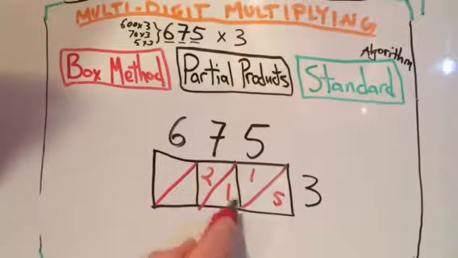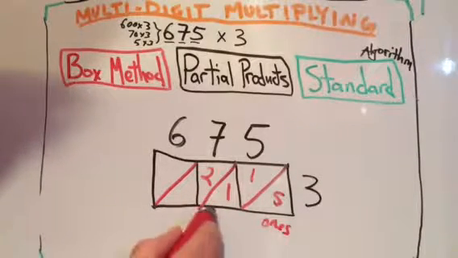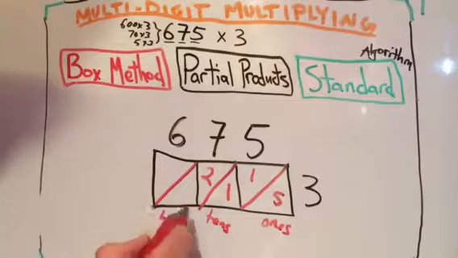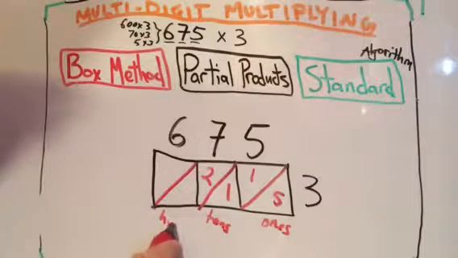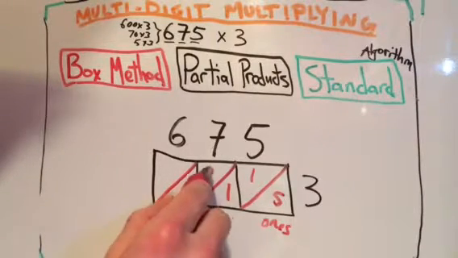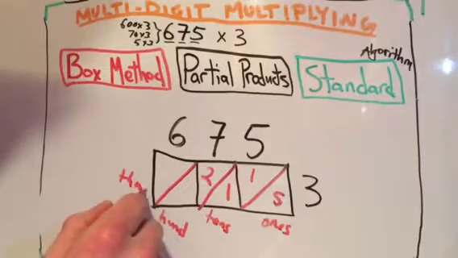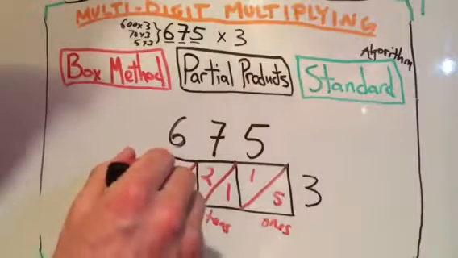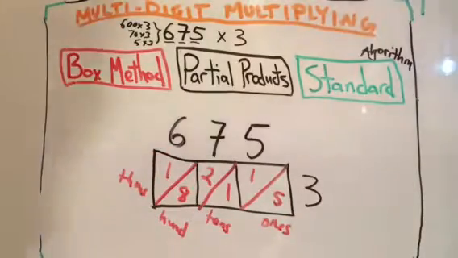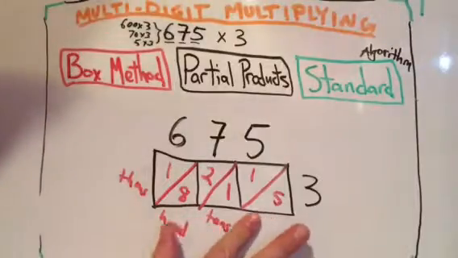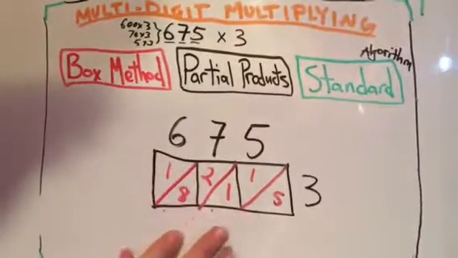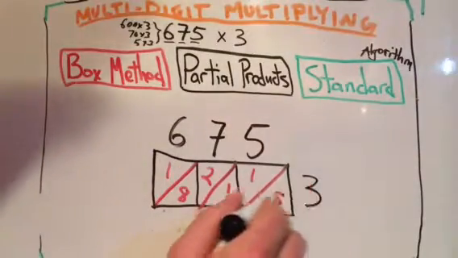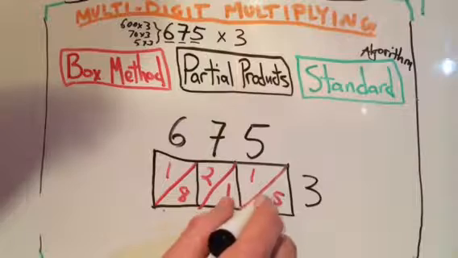These are our columns. Our ones, our tens going diagonal, and our hundreds going diagonal, and our thousands. We're now going to multiply 6 times 3 and get 18. Now the cool thing is, this way of setting things up allows us to add the numbers in their place values.